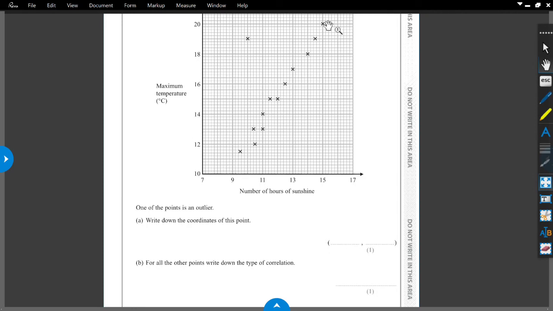And that's positive when both of the variables are increasing together. If one was increasing while the other one was decreasing, then we can call that negative correlation. It'd be a negative gradient. Here we have a positive gradient.